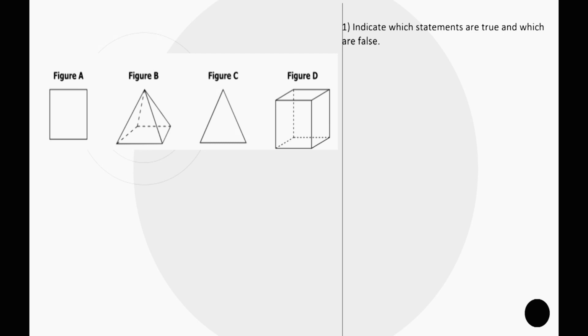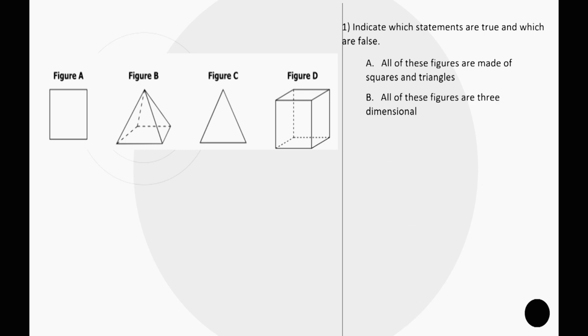Determine if each statement is true or false. Write a T or F on your paper as they appear. All of these figures are made of squares and triangles. True or false? That statement is true.